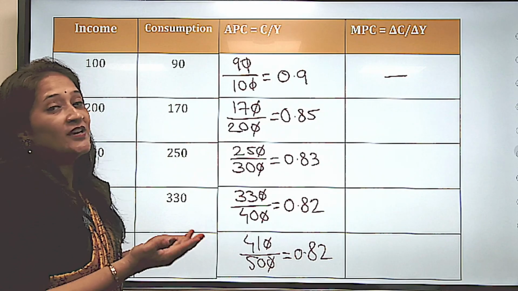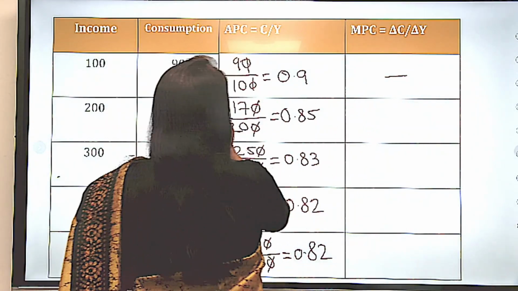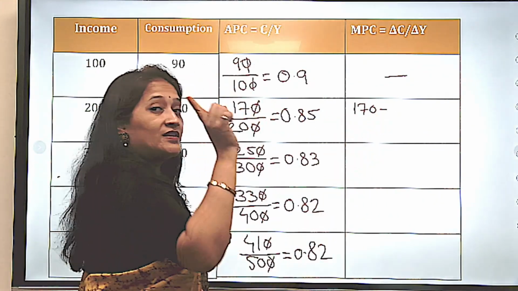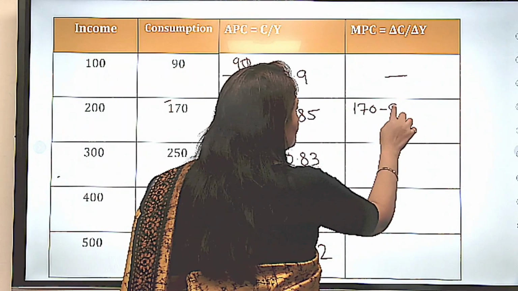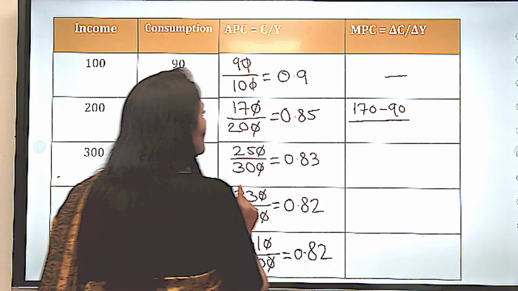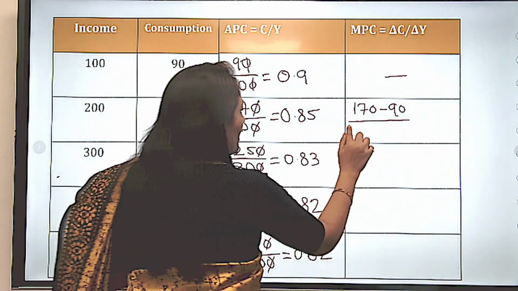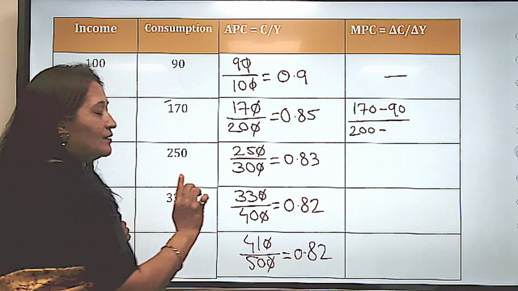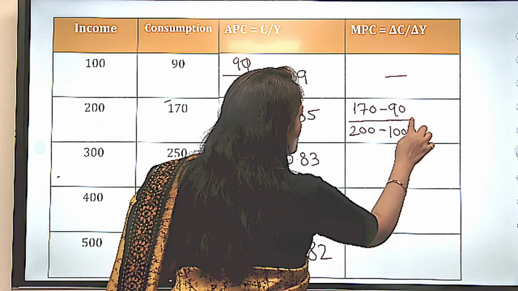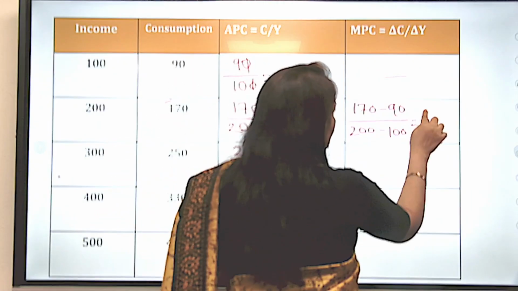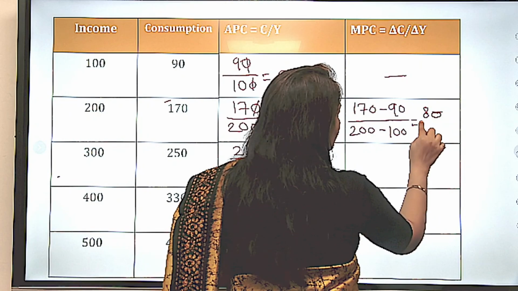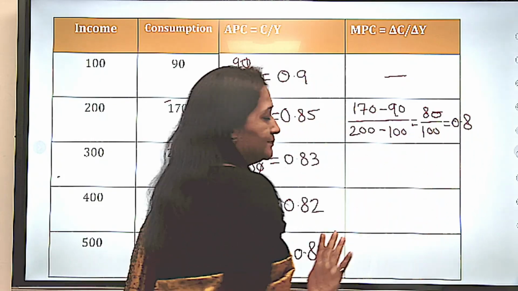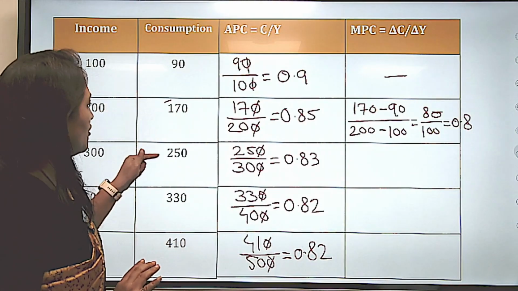But how much is a change in the consumption? For that, current consumption, that is 170 minus last year's consumption, that is 90, divided by current income, that is 200, minus last year's income, that is 100. So when we try to solve this, this is 80 divided by 100, you get the answer 0.8, right? Let's do it for one more period.